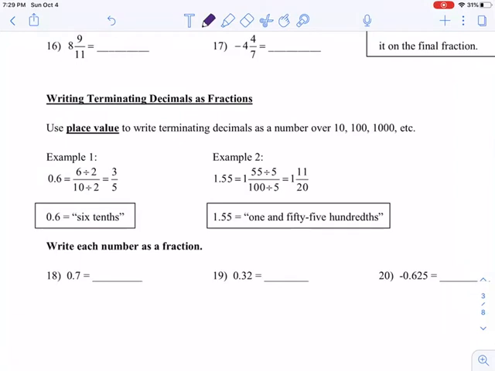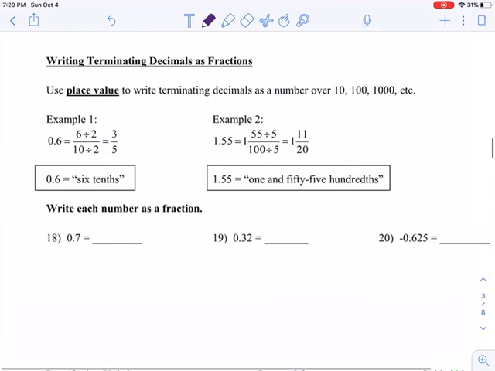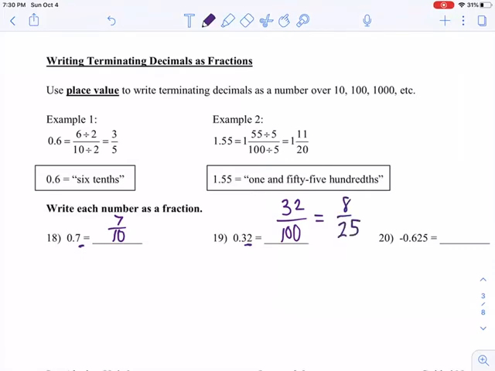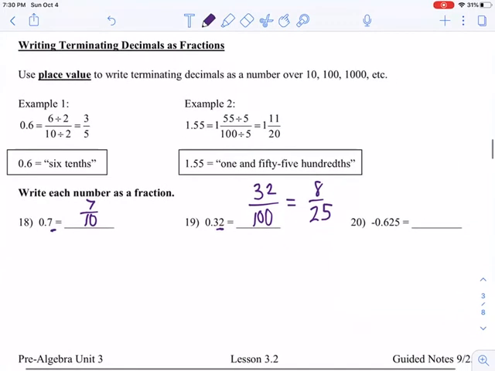All right, writing terminating decimals as fractions. This is where your place value comes in. So in number 18, that 7 is in the tenths place, so 7 tenths. The 2 is in the hundredths, so 32 hundredths. And you can reduce these if you can. Number 18 can't, but number 19 would be. So that would be 8/25, because you can divide them both by 4. And then just remember, when you have a negative out front, you do put the negative in front of the fraction as well.